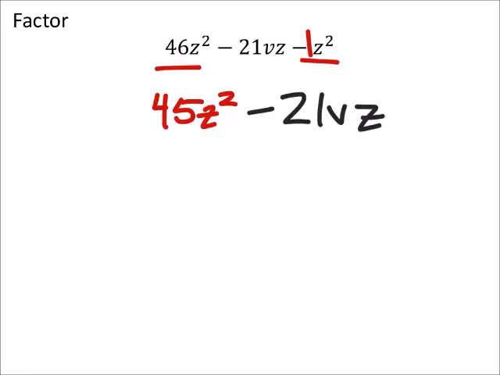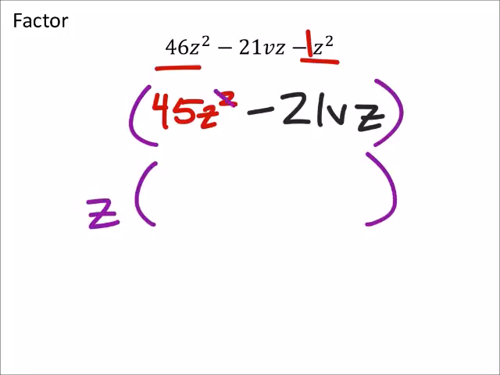So we need to look at both terms and see if there's anything we can factor out from both terms. And I see right away that I can factor out of these two a z, which is going to knock that down and this one out. So I'm going to have a z left over in that first term.